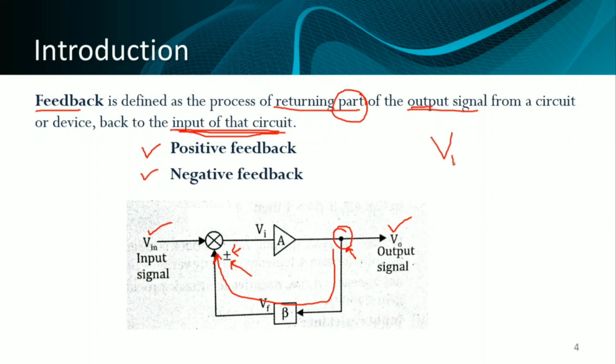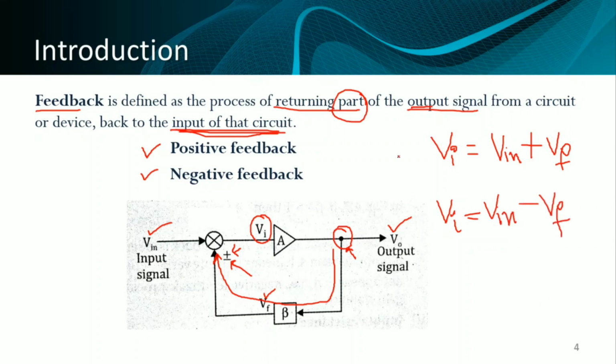This is Vi. Vi is the result of Vin and Vf, which is Vin plus or minus Vf. If I take plus Vf, then it is positive feedback. If I take Vi equal to Vin minus Vf, then it is negative feedback. Both positive feedback and negative feedback have different applications, so depending upon the application, we select what sort of feedback we need for the circuit.